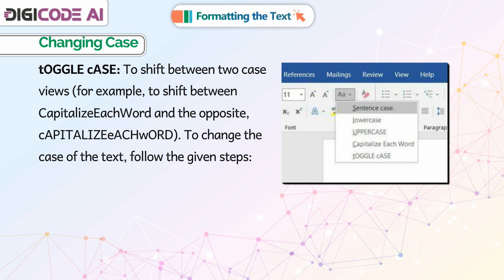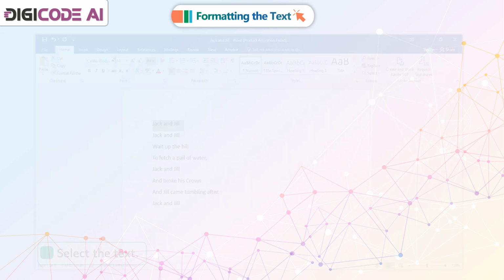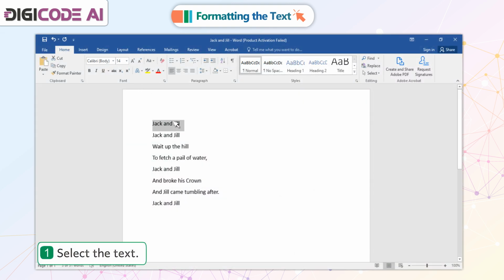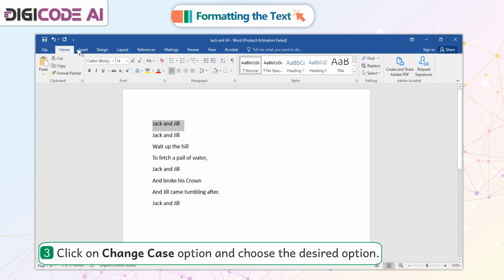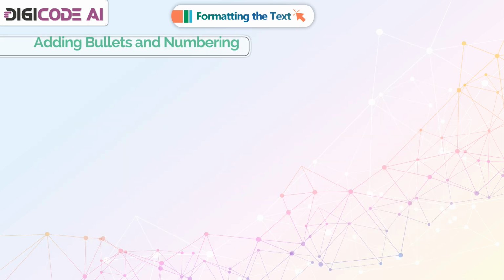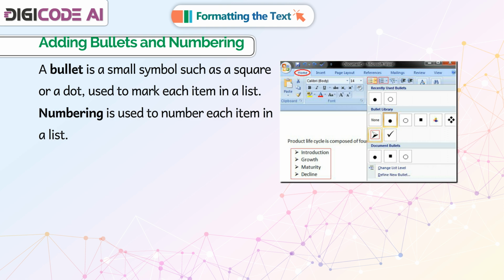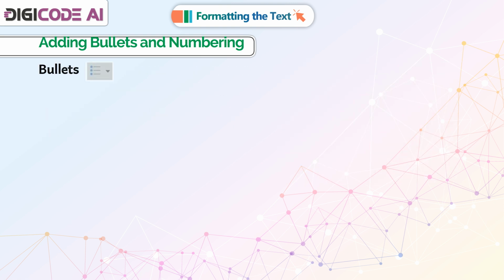To change the case of the text, follow the given steps. 1. Select the text. 2. Click on Home tab. 3. Click on Change Case option and choose the desired option. Adding bullets and numbering. A bullet is a small symbol such as a square or a dot used to mark each item in a list. Numbering is used to number each item in a list.